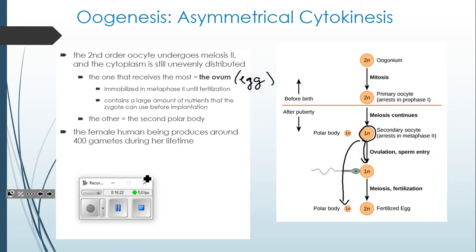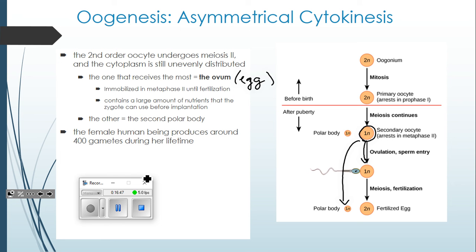I will understand that, but I also want you to recognize that you could see the word ovum. The ovum, again, is immobilized. So there's two spots where stuff waits. The ovum or the egg is immobilized in metaphase 2 until fertilization. So it doesn't even really finish meiosis unless it's fertilized. Okay, so unless a sperm comes along and fertilizes.